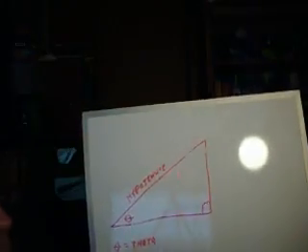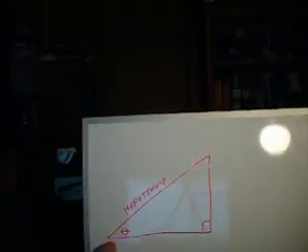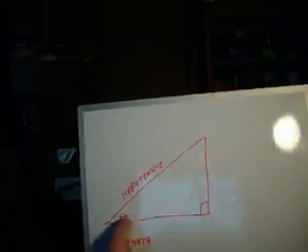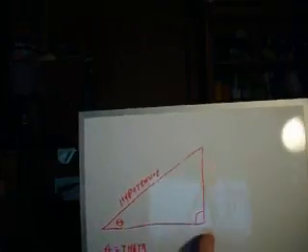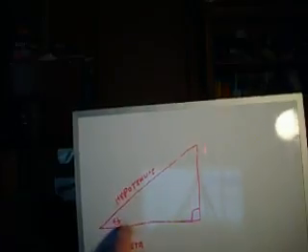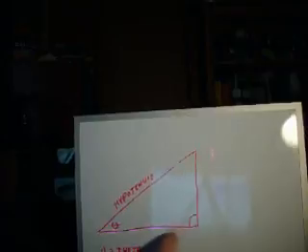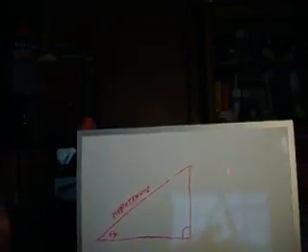Now, what about the tangent? Well, you take the side opposite, which is this one right here, the side opposite of the theta angle. This is the theta angle, this is the side opposite. So you take the measurement of the side opposite of the theta angle and you divide it by the side adjacent measurement. This is the adjacent side, this is the opposite side. So the opposite side divided by the adjacent side gives you the tangent.